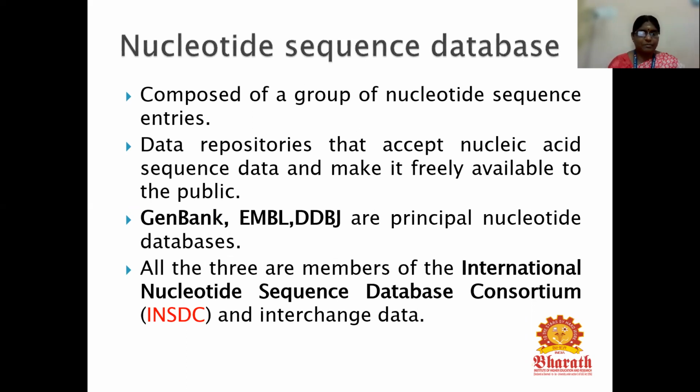Then we have to deposit them in the data repository. After getting the accession number, these data repositories accept nucleic acid sequence data and make it freely available to the public. After it is freely available, anybody can take our data and access it. The main examples include GenBank, the European Molecular Biology Laboratory (EMBL), and DDBJ. GenBank, EMBL, and DDBJ are the principal nucleotide sequence databases.